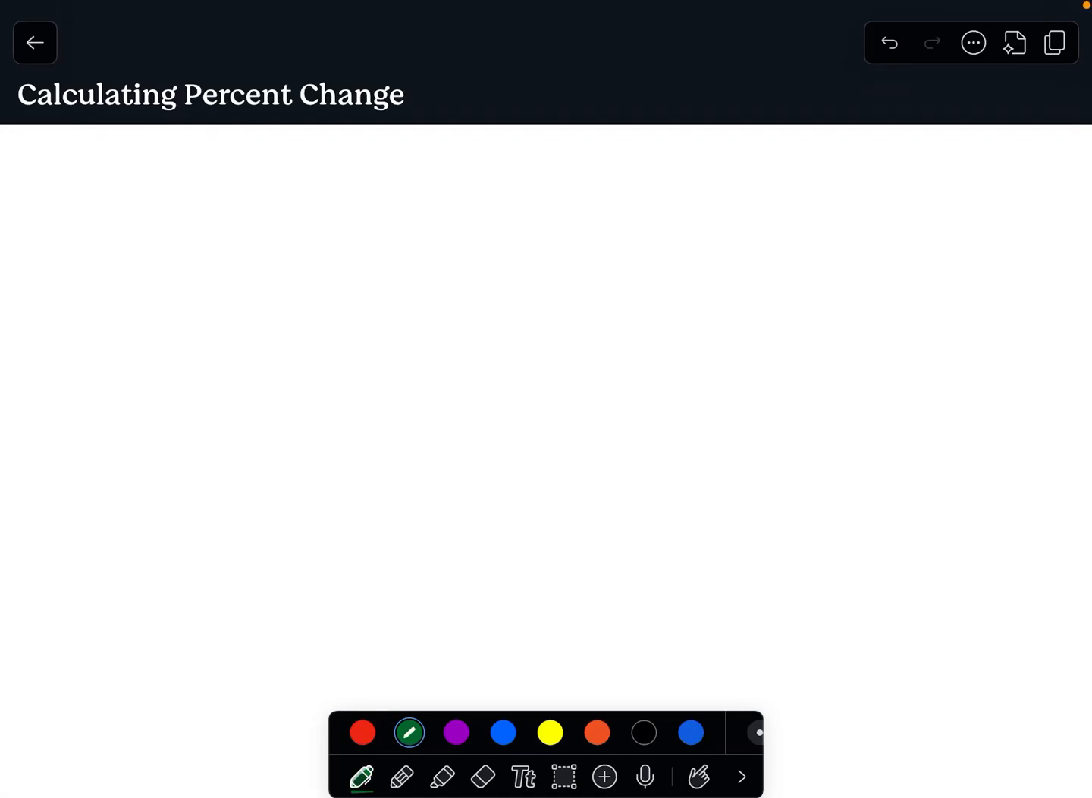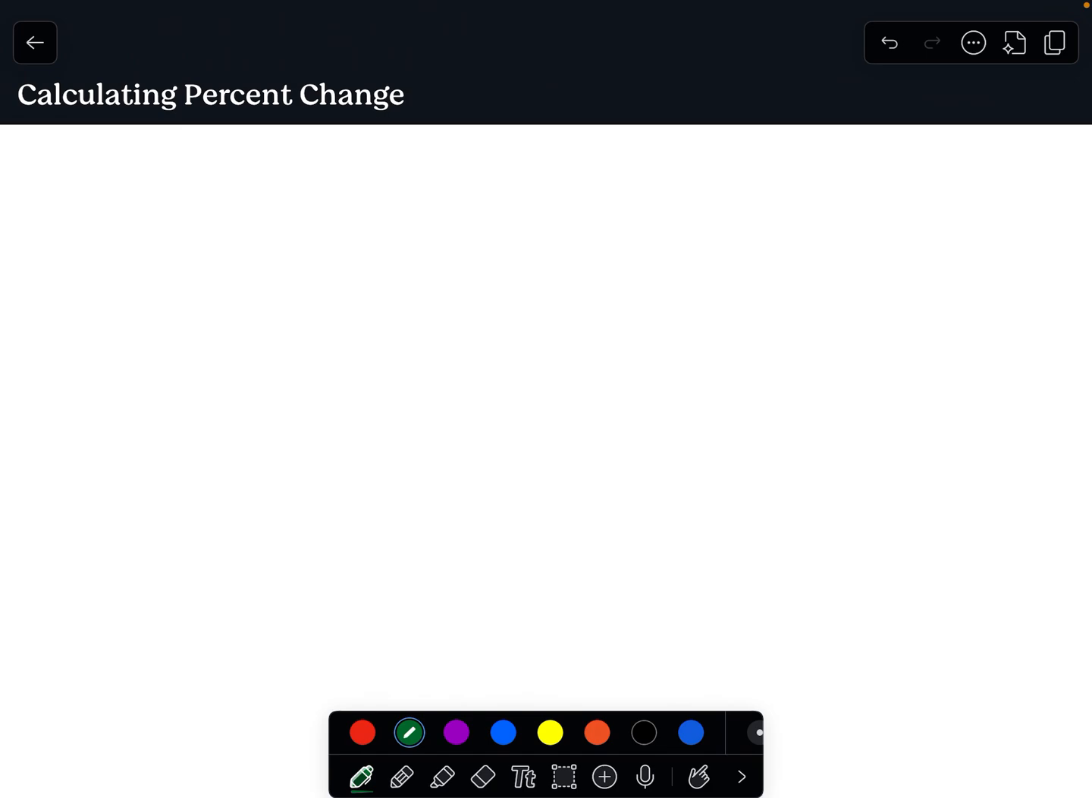What's up, mathematicians? Today we're talking about calculating percent change. We see real life examples of this all the time, probably every day without us even realizing it. Whether it's going shopping and seeing the price of something has gone from $20 to $15, you might ask yourself, what is the percent difference, the percent change, or the percent decrease?